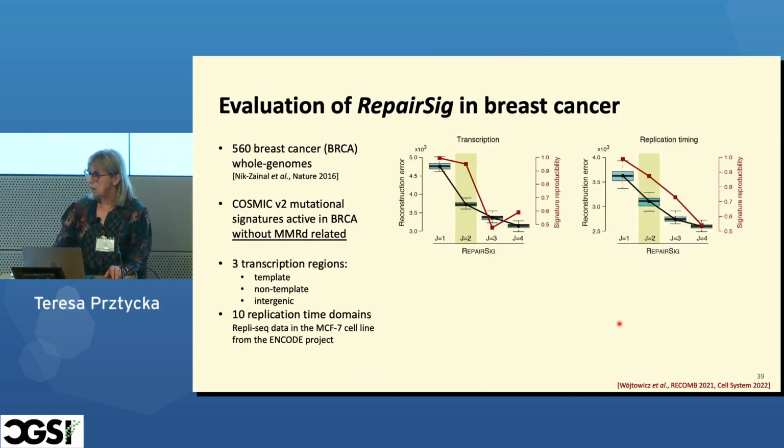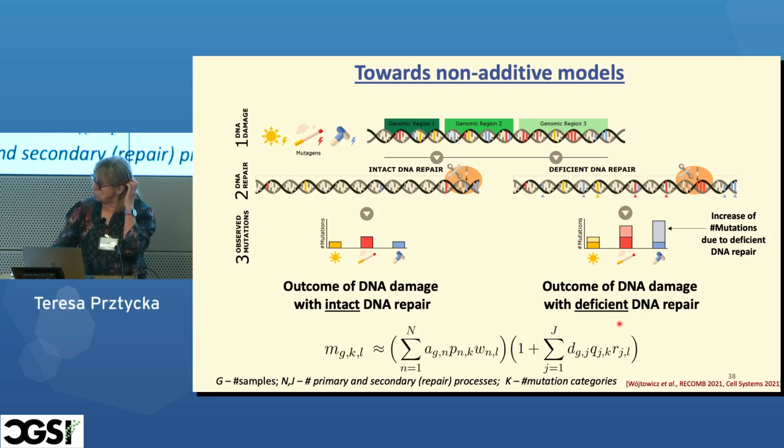So this is what we call repair 6. Again, we could identify and model those separately, these primary and secondary signatures, and the question is, did it help?